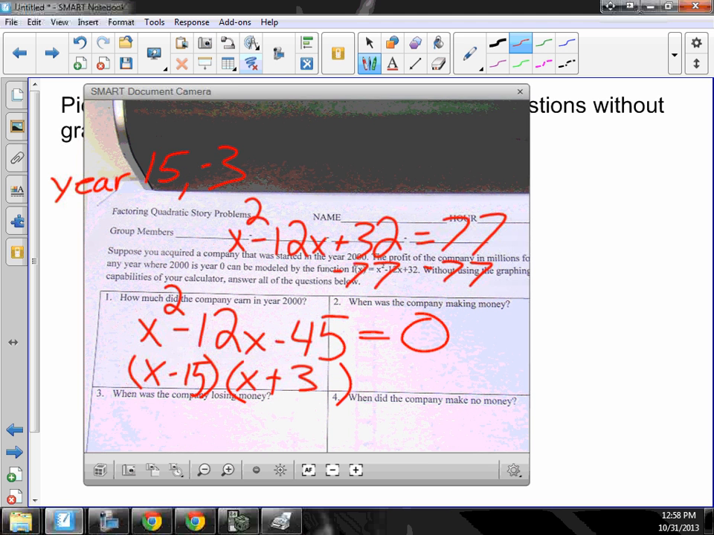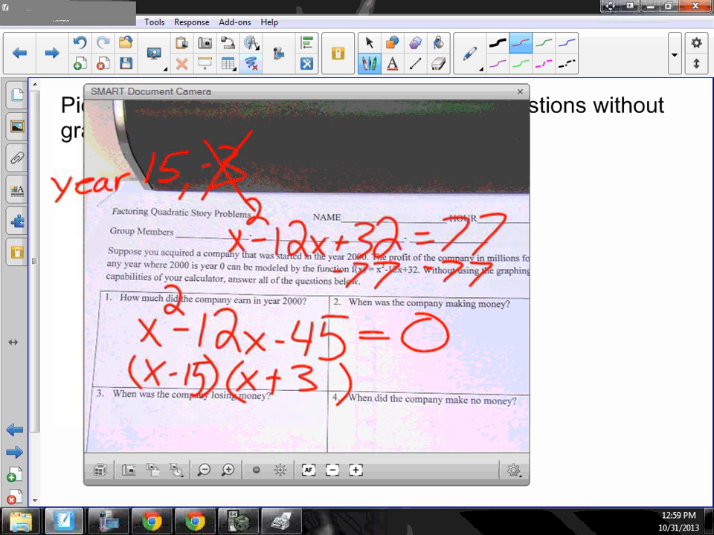Does anybody other than Cassidy have a problem with that? Do you have a problem with that? Why? There was no company 3 years ago. So the graph hits the x-axis at negative 3. But can that even be an answer? No, because there was no company. We were told that the company began at year 0. So the answer is year 15.